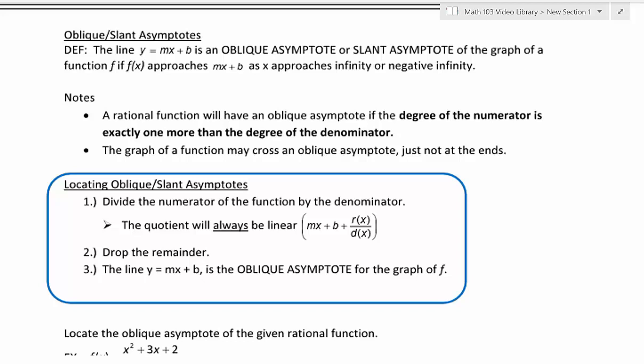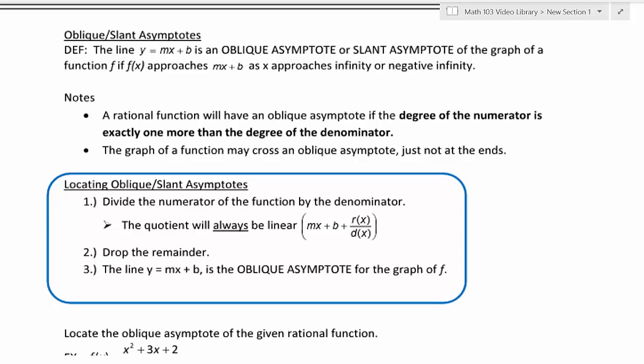This video discusses oblique asymptotes. The line y equals mx plus b is an oblique asymptote, or sometimes called a slant asymptote, of the graph of a function f if f of x approaches mx plus b as x approaches infinity or negative infinity.